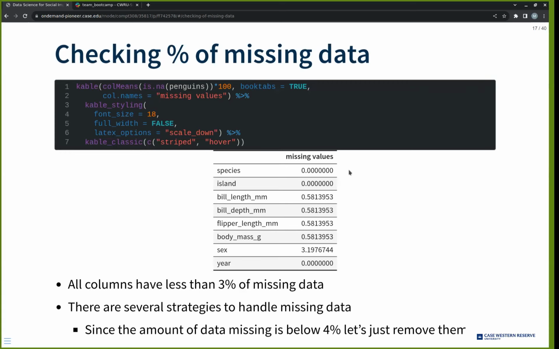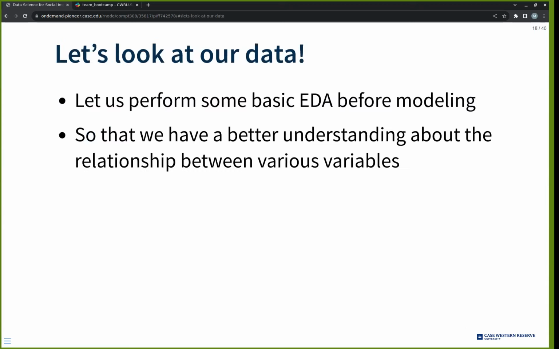So you see species has no missing values, island has no missing values, bill depth has some missing values, sex has some missing values, and so on. So you can see that all columns have less than 3% of missing data. As I said, there are a lot of strategies to handle missing data, but in this case, it's less than 4%, so it doesn't really matter. So we'll just discard them. We'll remove this missing data.